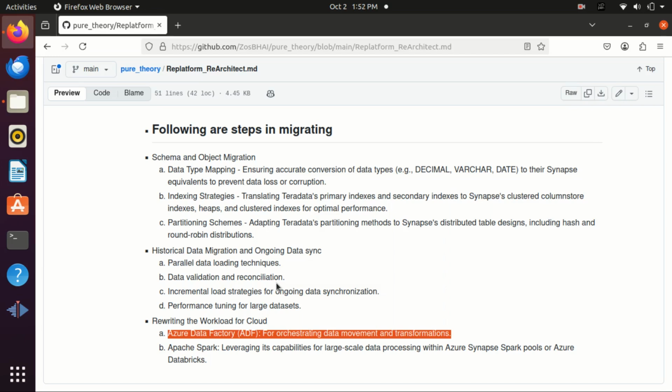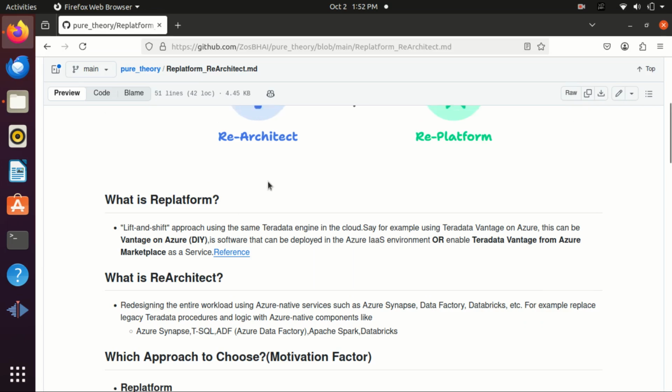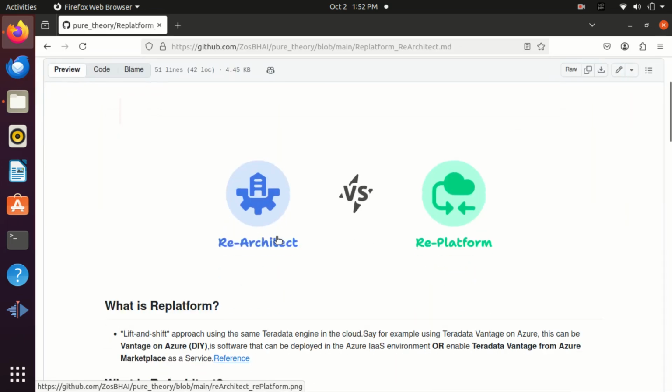So that was a quick overview of Replatform versus Rearchitect. I hope this video gave you some clarity on how these two strategies differ and when each one makes sense.